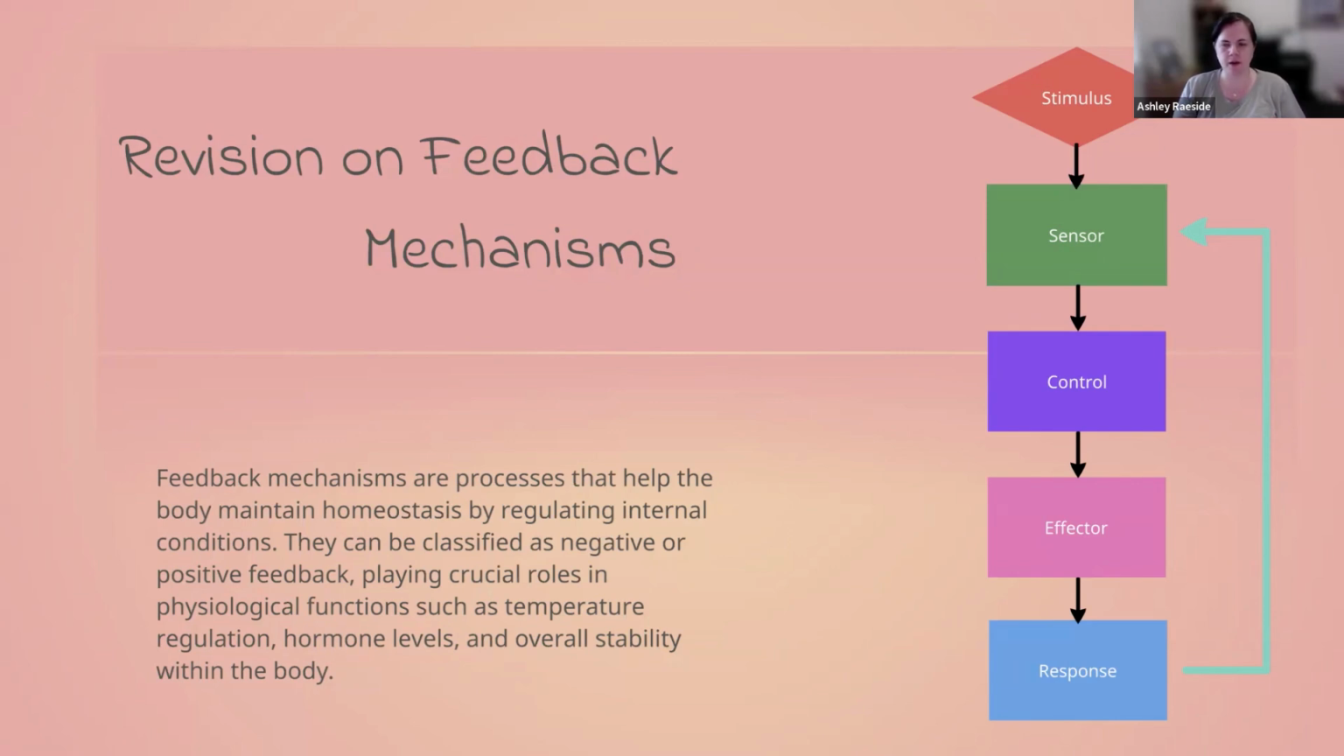So remember our little flow chart here to remind you the parts of a feedback mechanism. So we've got our stimulus, so that's the part that is causing the change. We have our sensor, which detects the change. We've got the control, which is usually in our brain, the hypothalamus, which says, okay, this is not good, we need to do something about it. And then we've got the effector, which is the part that is going to cause the response to happen. And then it goes back and tells the sensor whether it's fixed or whether we need to continue with whatever changes are happening in the body to get back to homeostasis.